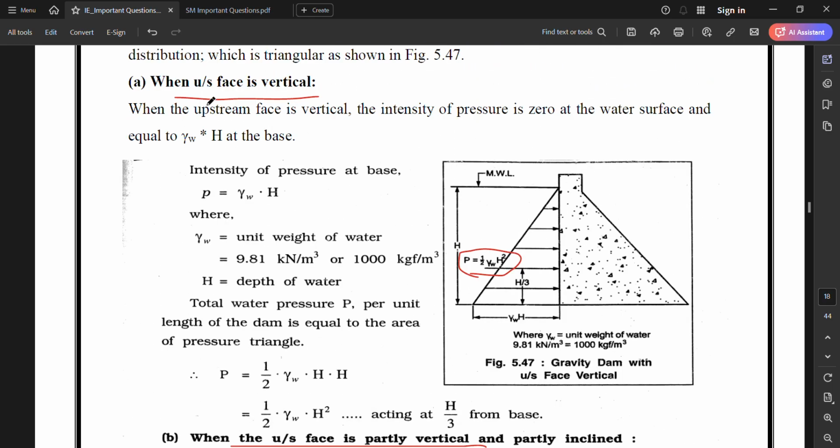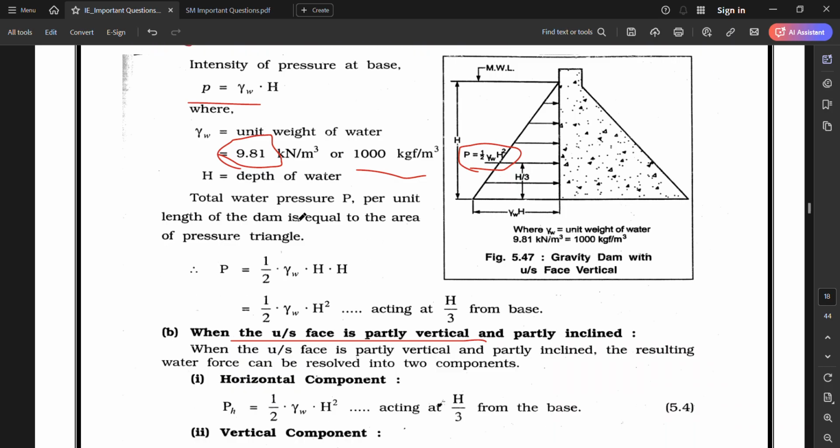When the upstream face is vertical, the intensity of the pressure is zero at the water surface and equal to YW into H at the base. YW is the unit weight of water, and H is the height or depth of the water. So the intensity of the pressure at the base is equal to YW into H. The value of YW is 9.81 kilonewton per meter cube or 1000 kgf per meter cube.